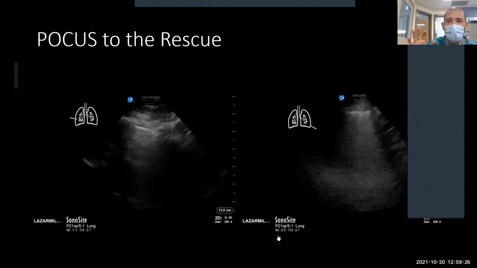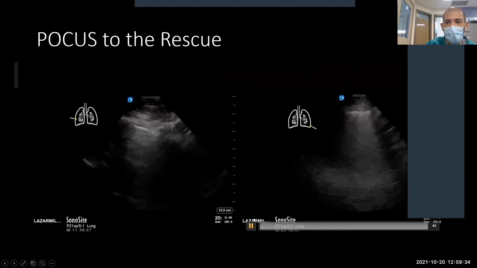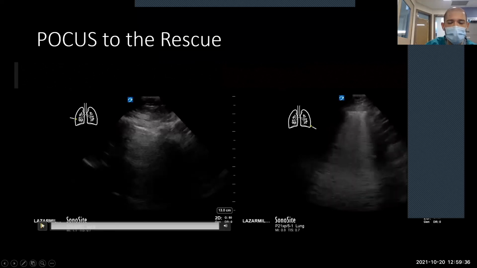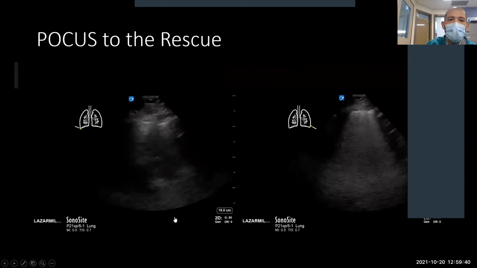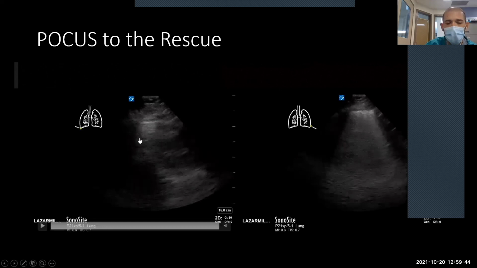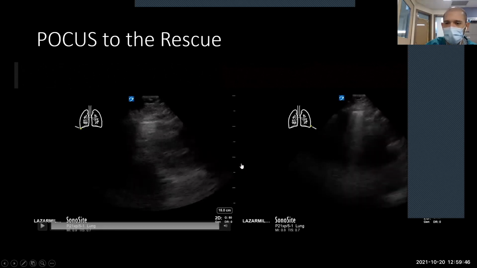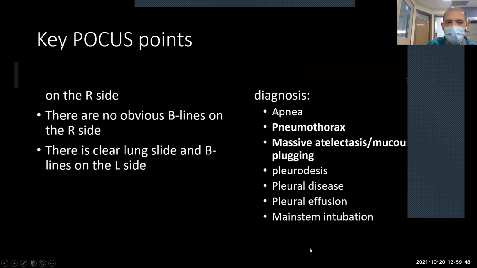Now it's important not to jump to our diagnosis, but that is what we're thinking about here. And you can see as we go down the lung, all the way to here we're in points L3, L4. Sorry, here's L3, L4. And you can see again, no slide on the right, no B lines on the right, lots of lung slide on the left.